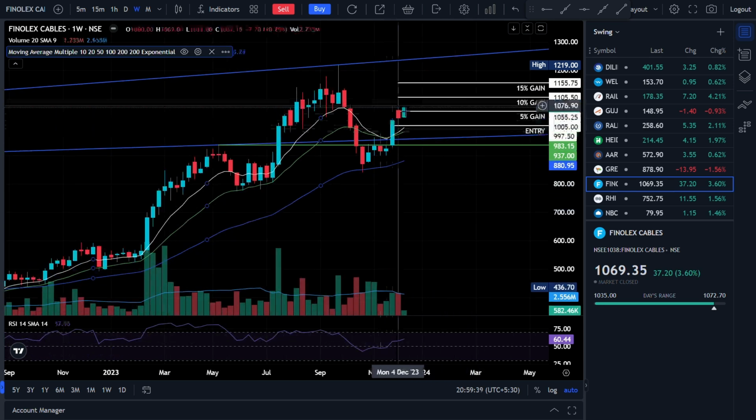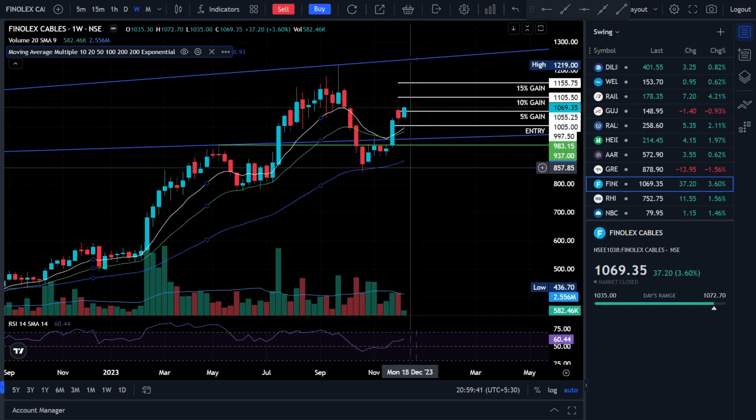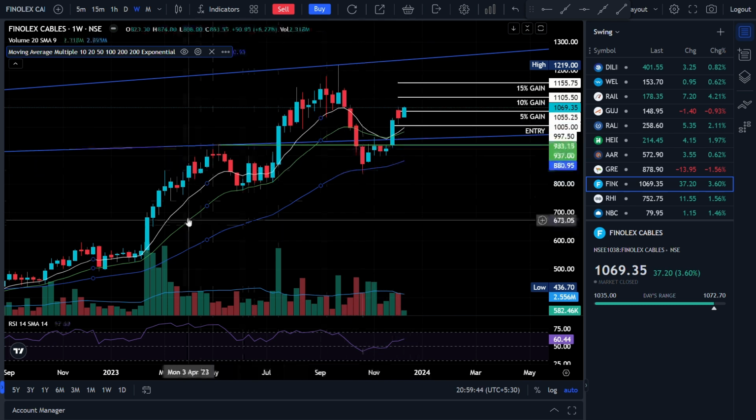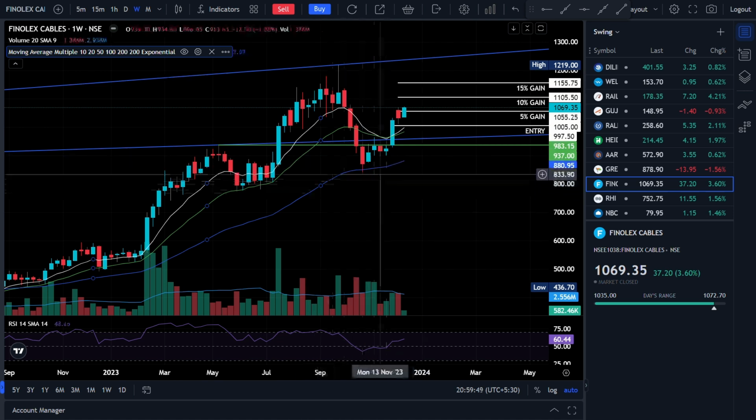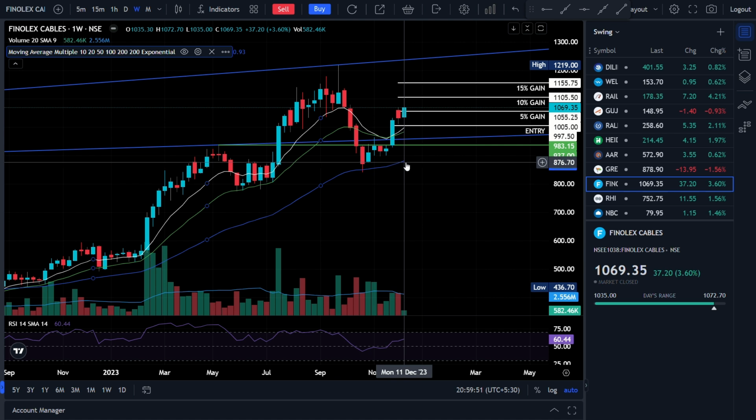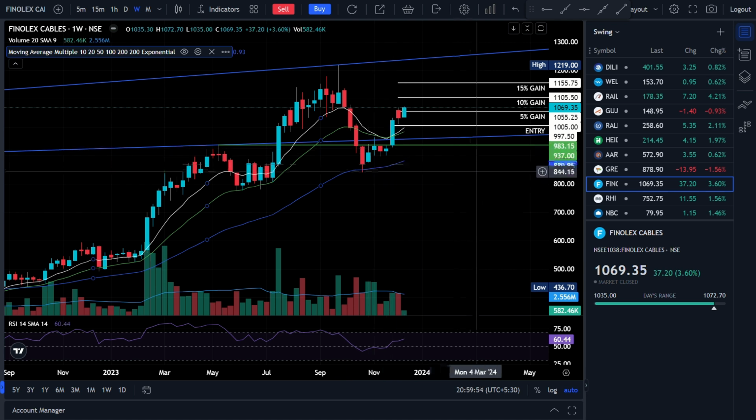If in a week it closes below 50 EMA, then I'm going to understand that the trend is reversing. Even though it goes up and down, it never closes below 50 EMA. So I'm going to keep 50 EMA as my trailing stop loss for Finolex Cables. This is an example of how to use a moving average as a trailing stop loss.